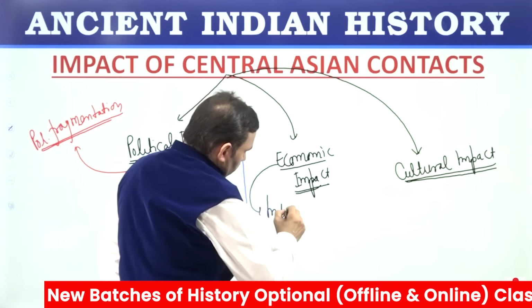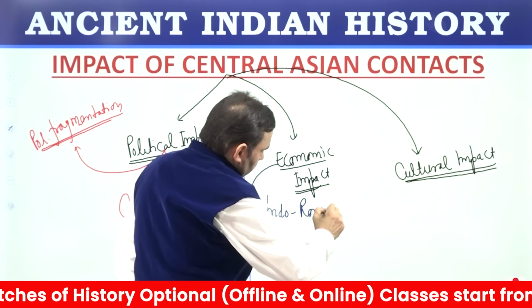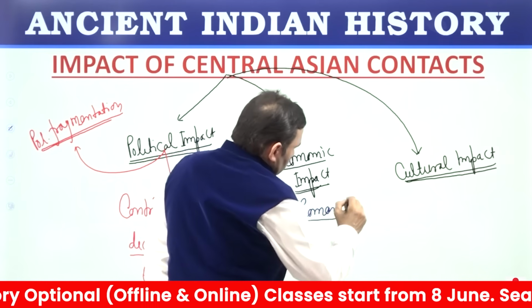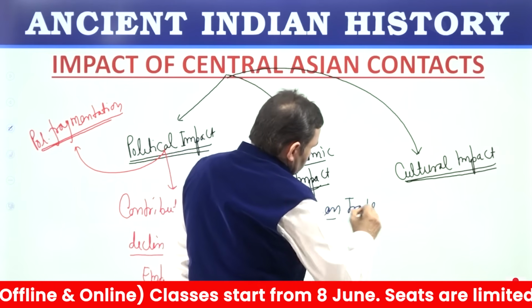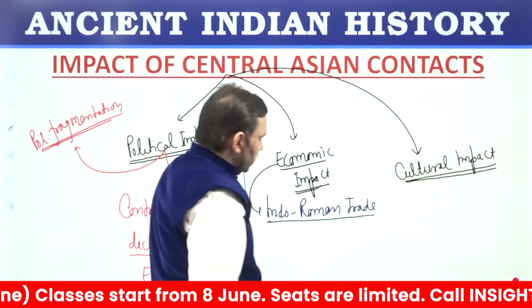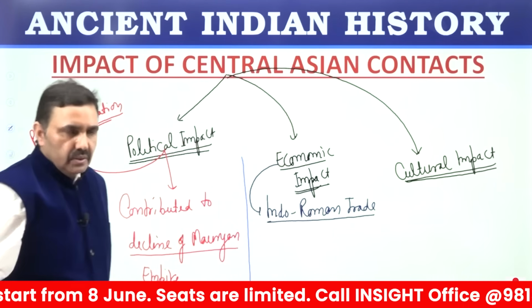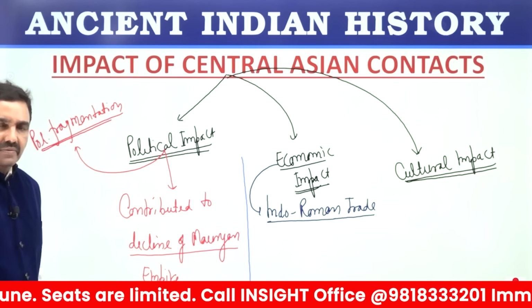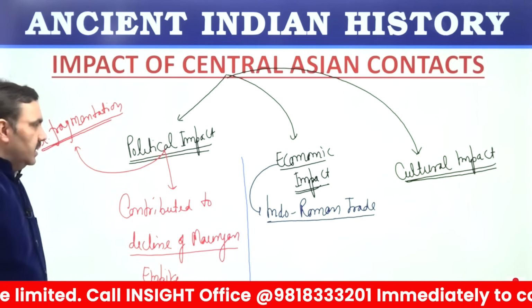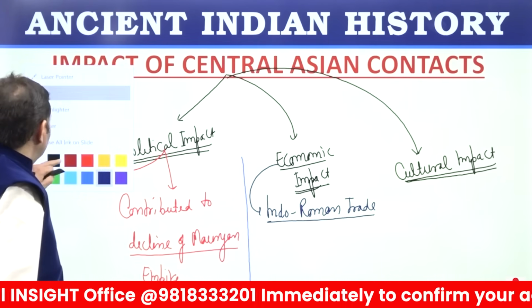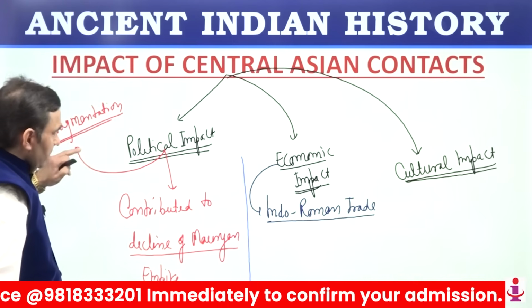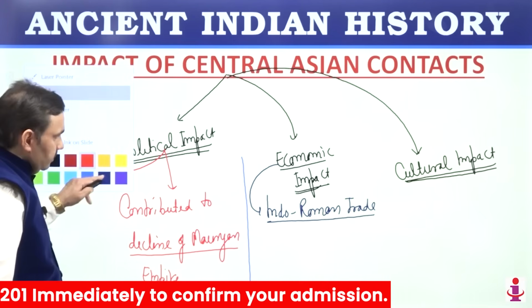Indo-Roman trade commenced here, in fact, got a massive boost. Sea trade as well as the land routes, the Silk Route passing through Afghanistan, China to Istanbul of today, or Constantinople of that time, was the main route.